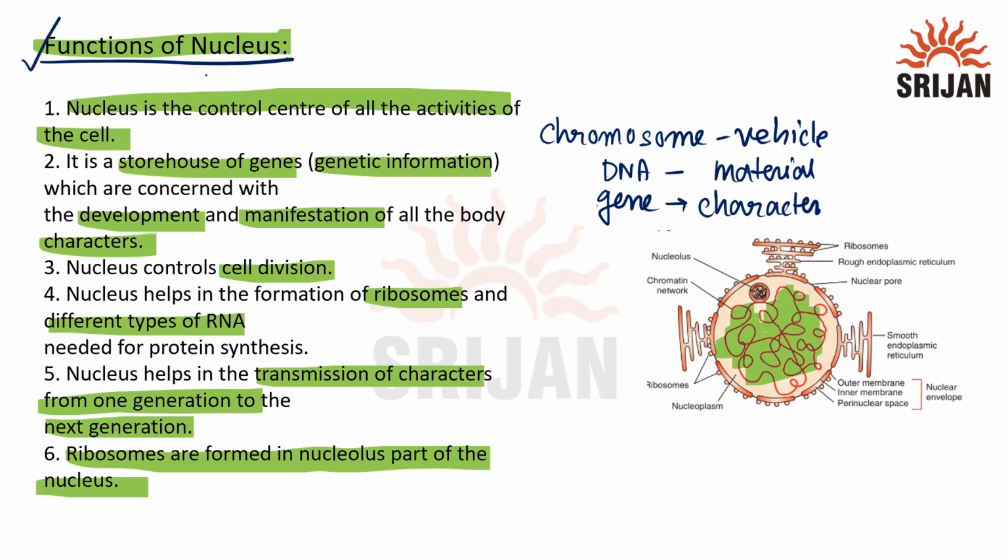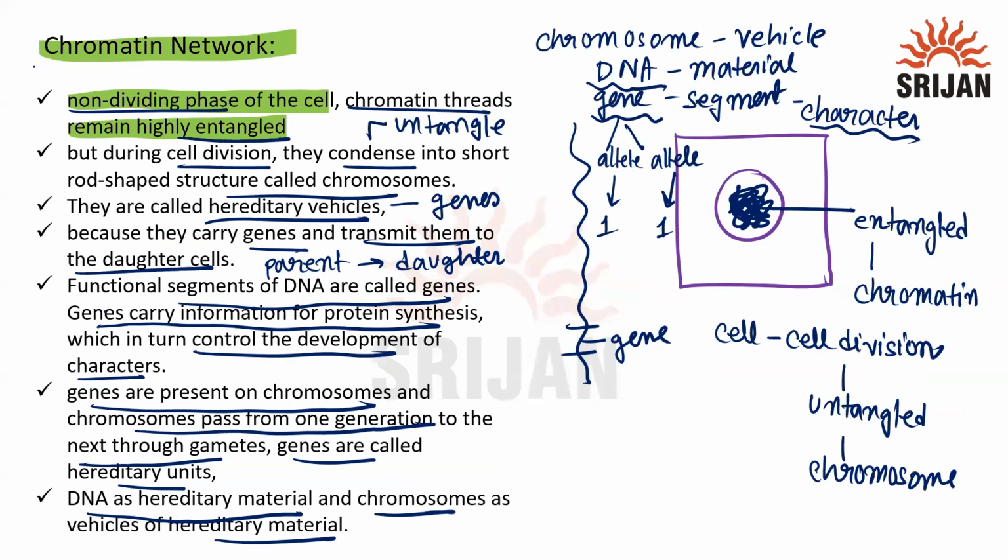So here we described the nucleus function. The main function is to control all the activities of the cell and help to pass the hereditary information from one generation to another generation, and help in the formation of protein. And this is the chromatin network that we understand here.